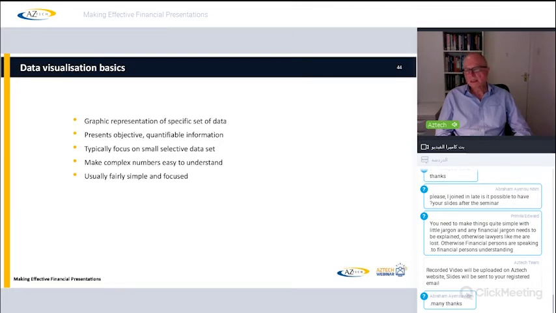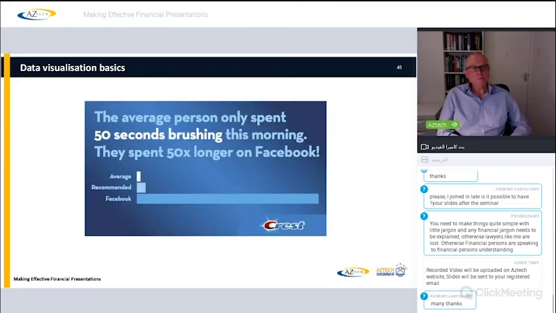Make complex numbers easy to understand. If the sales revenue is $35,217,000, then make that 35 million. Keep the numbers simple. Data visualizations are usually fairly simple and very focused. I'm going to show you an example right now of a brilliant data visualization.